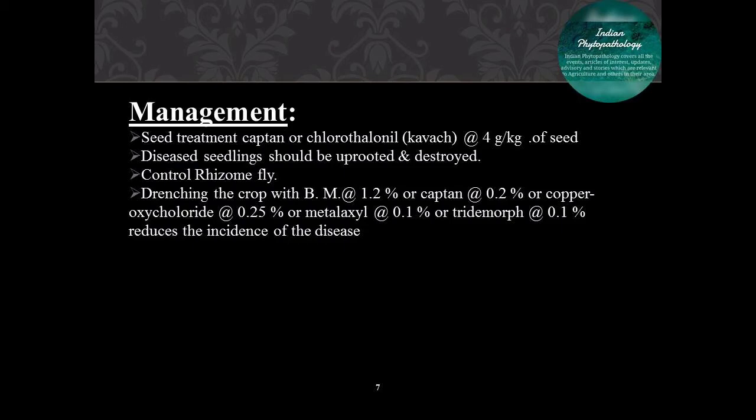Similarly, if you want to avoid this soft rot of ginger at the primary level, you have to frequently drench fungicides like Captan, copper oxychloride, metalaxyl or tridemorph at a rate of 2 liters per acre, so that the spore population of harmful fungal pathogens will be minimized and the harmful mycelium will also be killed due to the fungicidal solution that we are drenching with irrigation water. So this is all about management of soft rot of ginger.